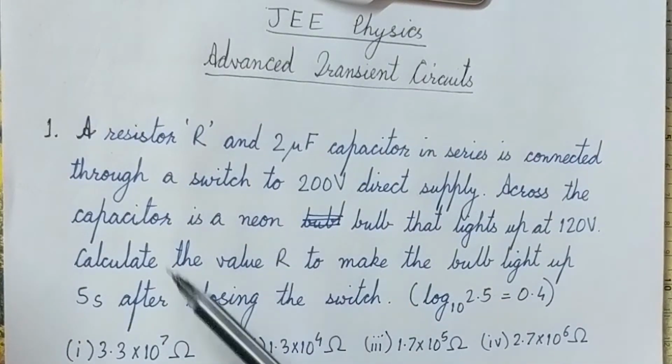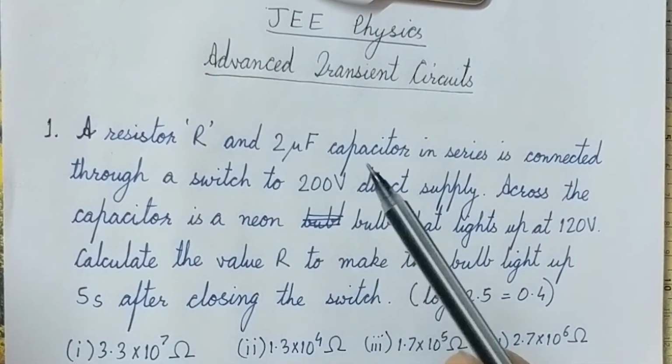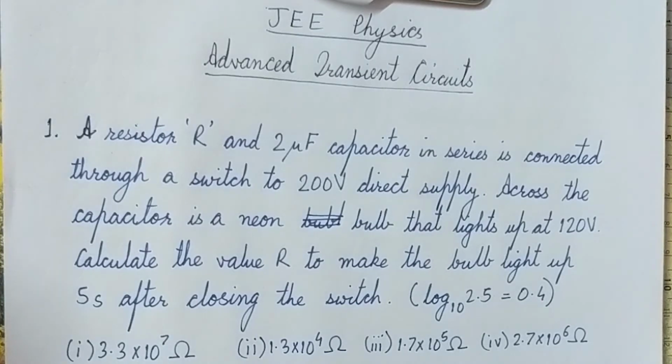Okay, so today we'll be doing sums on advanced transient circuits which involve capacitors and resistances. These kinds of sums are very important, especially for your JEE Advanced.